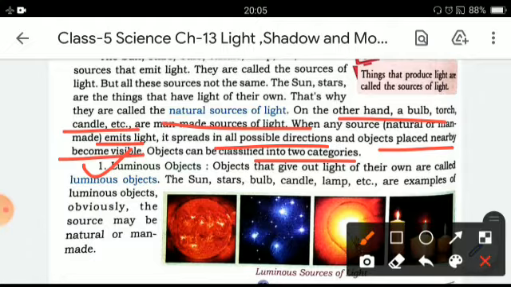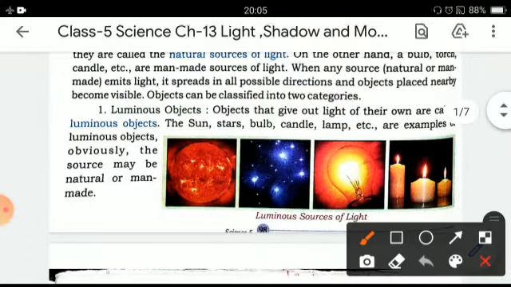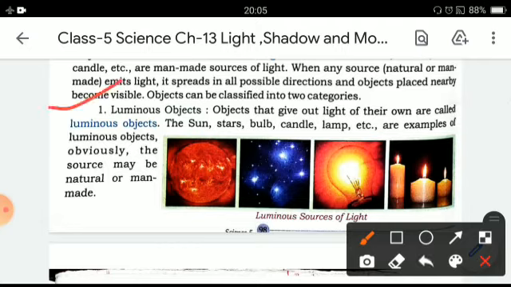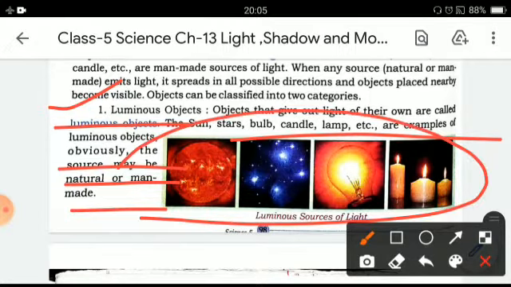One is luminous and the other category is non-luminous. First, let's read about the luminous objects. Objects that give out light of their own are called luminous objects. The sun, stars, bulb, candle, lamp, etc. are the examples of luminous objects. And obviously, the sources may be natural or man-made. So here are some of the examples of luminous objects.